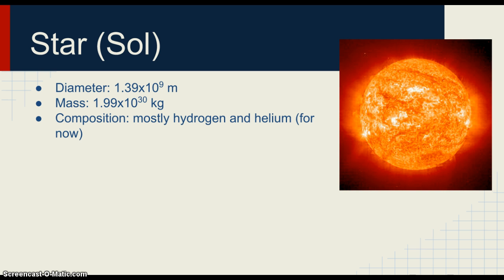What is it made of? Mostly hydrogen and helium for now. So what a star like the sun does is it takes two hydrogens and it slams them together to make a helium that releases heat, that releases light, thereby sending energy to the Earth.